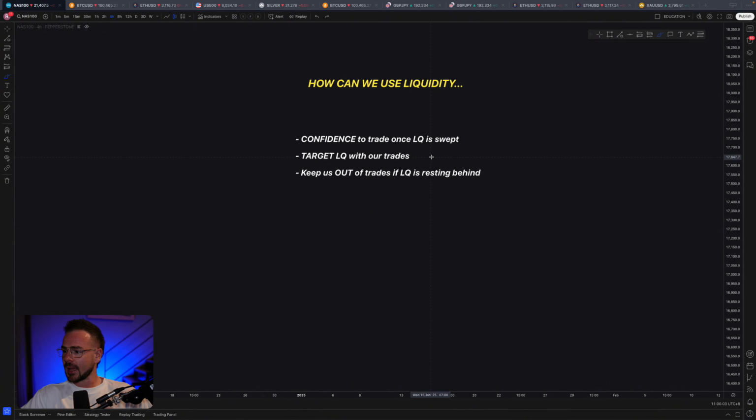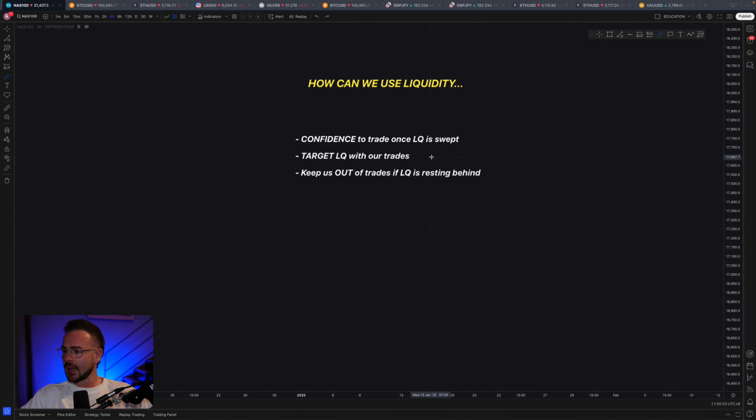Second reason, target liquidity with our trades. So potentially we see some equal highs in the market and we know that this is going to be a point for resting liquidity. Maybe we see a perfect entry trigger down here and we want to get into a trade, and this can be our target.